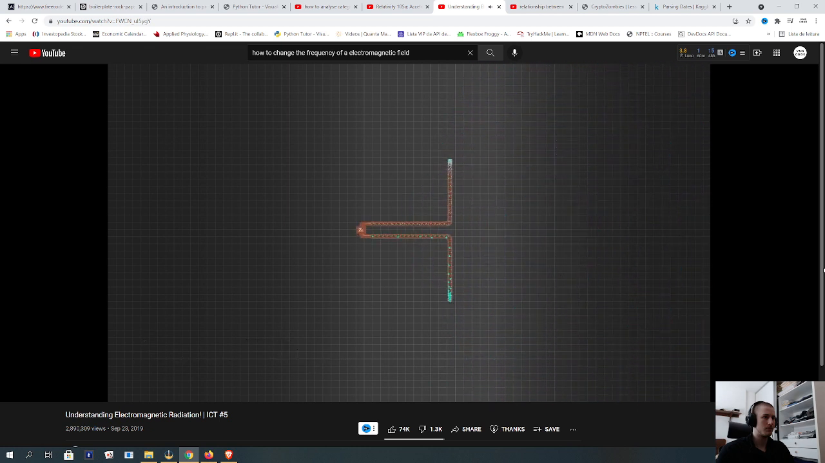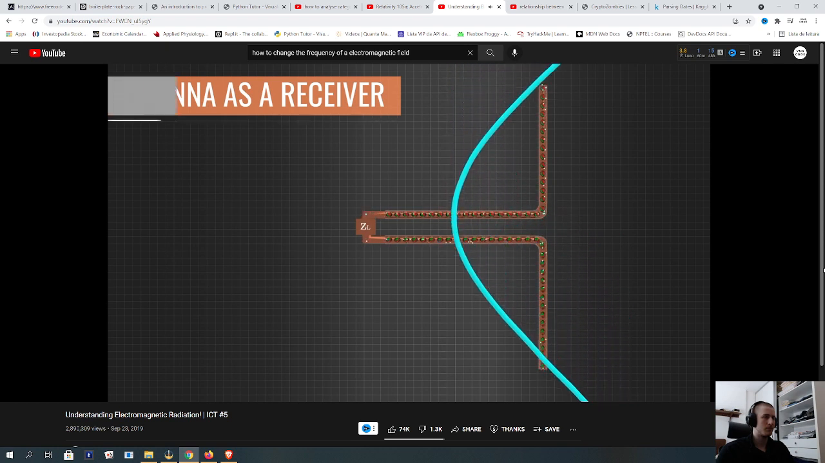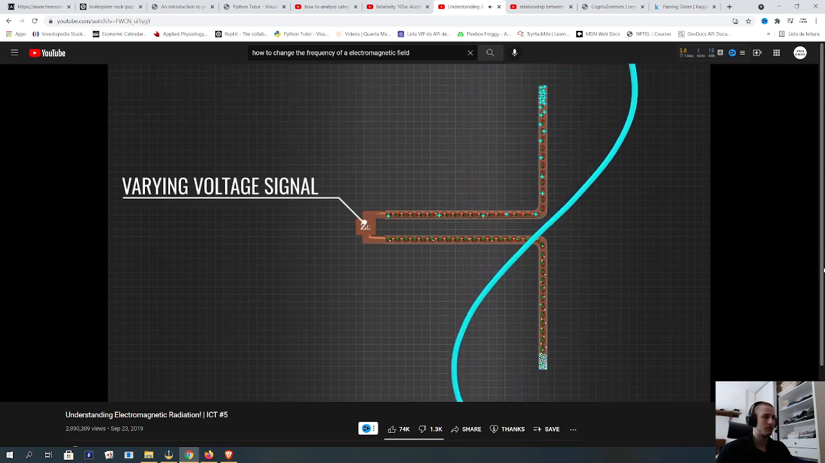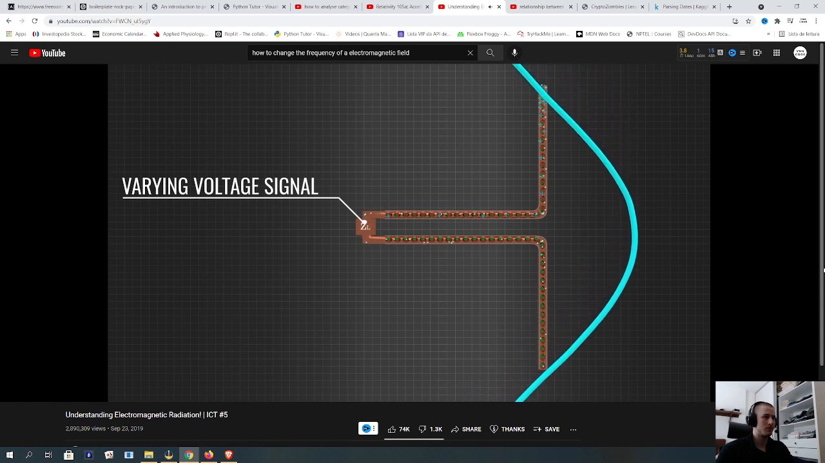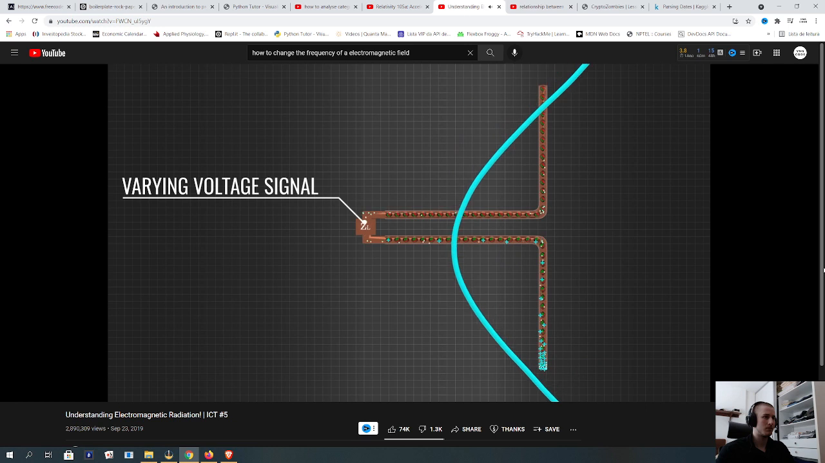The same antenna can act as a receiver if the operation of the antenna is reversed. When propagating electromagnetic waves strike the antenna, the oscillating fields of the waves create positive and negative charges at the ends of the antenna. The varying charge accumulation means a varying voltage signal is produced at the center of the antenna. This voltage signal is the output when the antenna works as a receiver.